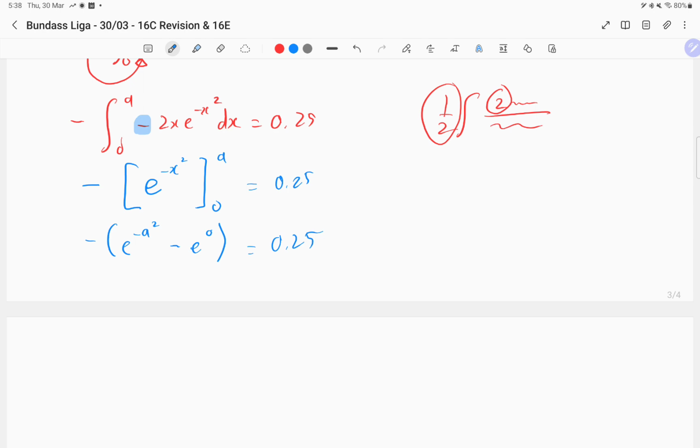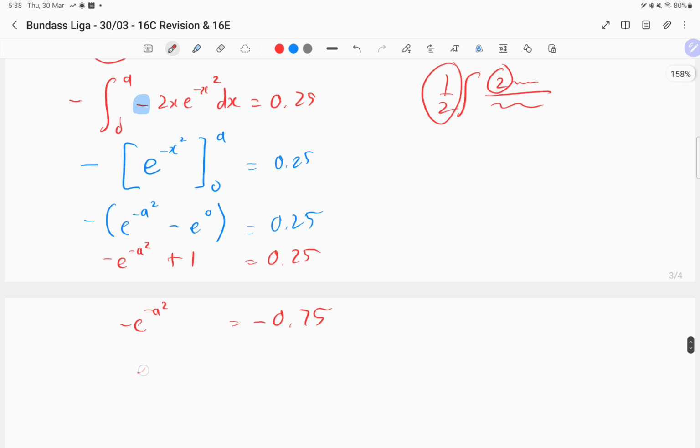Let me double check if this question is, yeah, it's a calculator one. So technically you can solve this one on the calculator, but if you want to work it out manually, you can too. So expanding that, this one is just equal to 1, right? So expanding that would be minus e to the power negative a squared plus 1 equals 0.25. And then bring the 1 over there. So I've got negative e to the power negative a squared equals negative 0.75. Multiply both sides by negative 1. e to the power negative a squared equals 0.75.